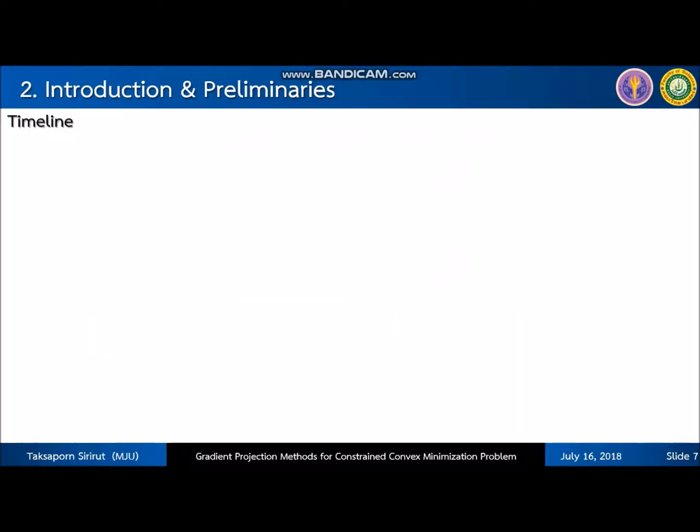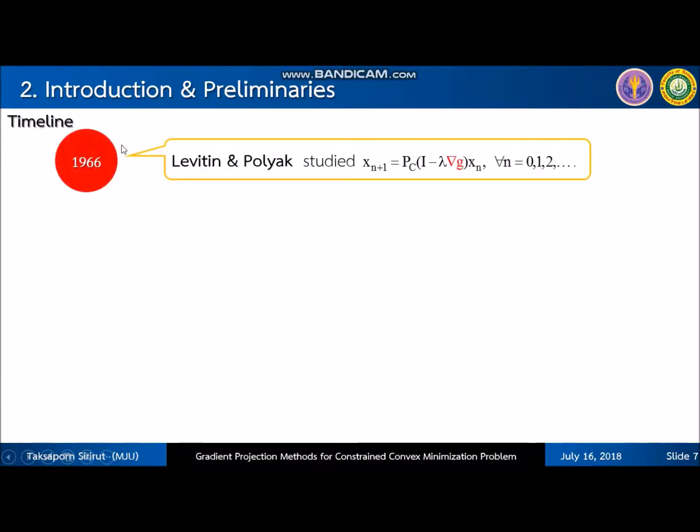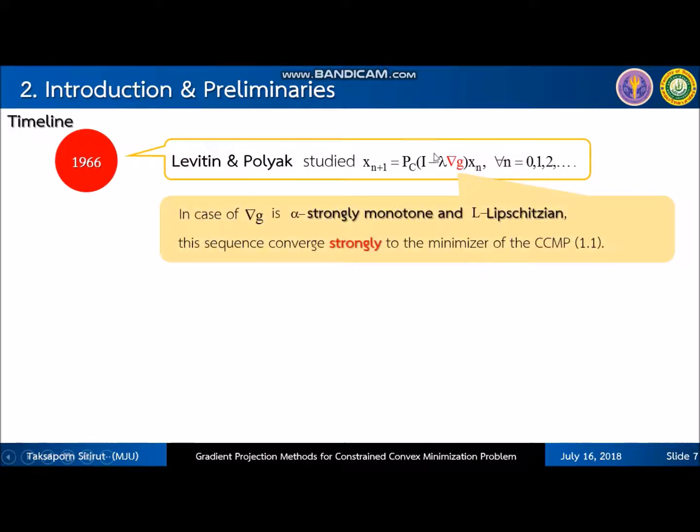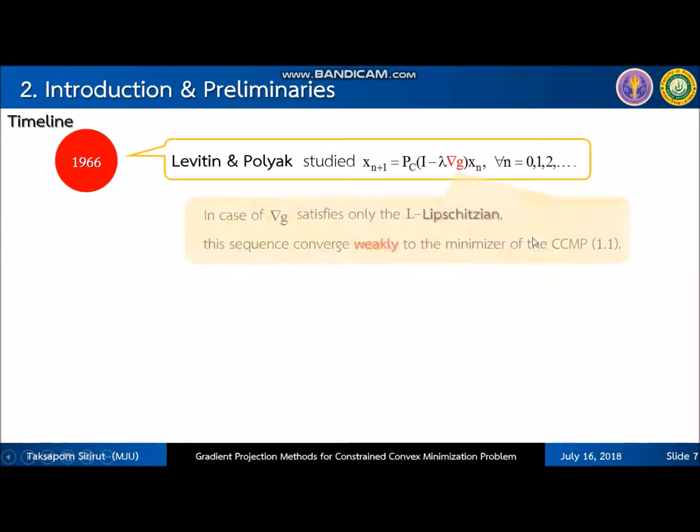Next, I will show the timeline of my topic. In 1966, Levitin and Polyak introduced this sequence. In the case where the gradient of g is alpha strongly monotone and Lipschitzian, they proved that this sequence converges strongly to the minimizer of the constraint convex minimization problem. But if the gradient of g satisfies only the Lipschitzian condition, they proved that this sequence converges weakly.